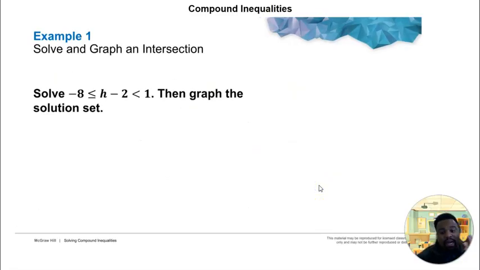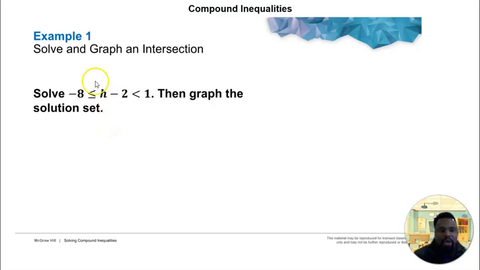Now let's look at solving compound inequalities. I've got -8 is less than or equal to h minus 2, which is less than 1. What you want to do with compound inequalities is separate them. Let's ignore this part and just focus on -8 is less than or equal to h minus 2. We solve inequalities the same way we would solve an equation, using inverse operations. You add 2 on both sides. -8 plus 2 gives you -6. So -6 is less than or equal to h.